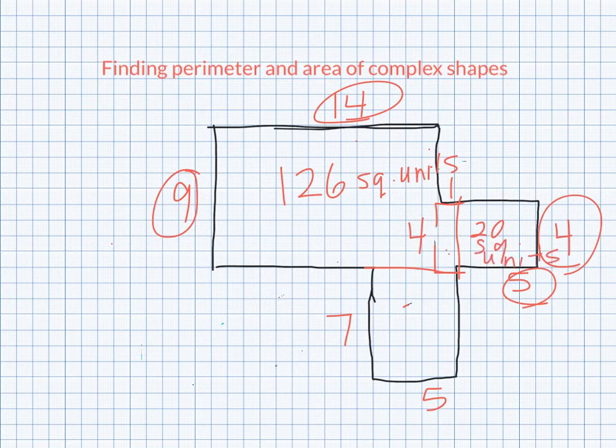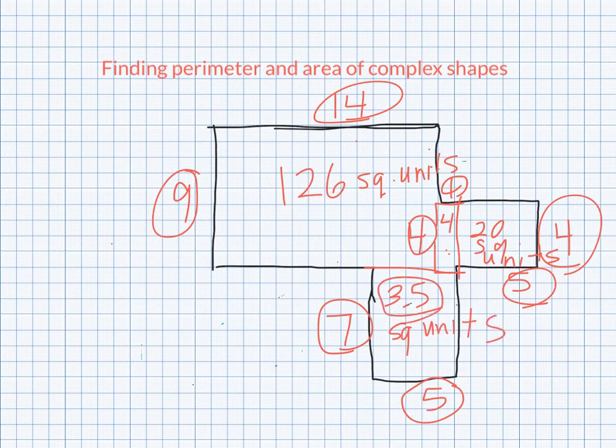This little guy is a 4 by 1. We know that 4 times 1 is 4, and we would label it square units. And then our last rectangle is a 5 by 7. So we would take 7 times 5 and get 35 square units. But we are not finished. Now we have to add up all of the areas of all of our different rectangles to find the overall area of our complex shape.